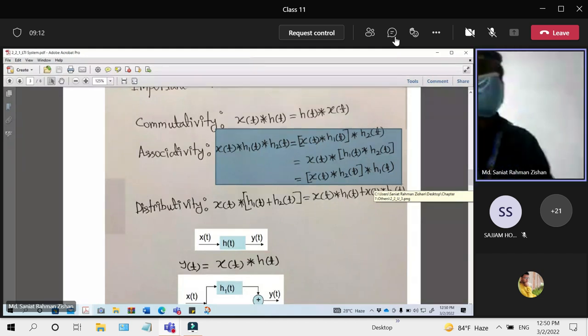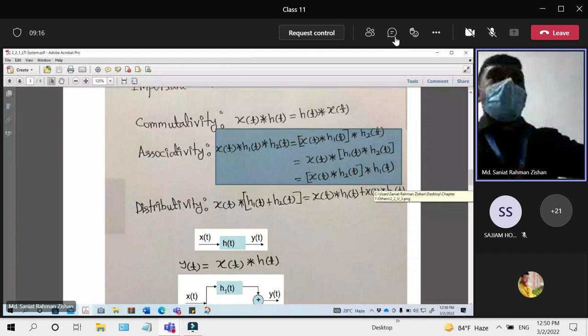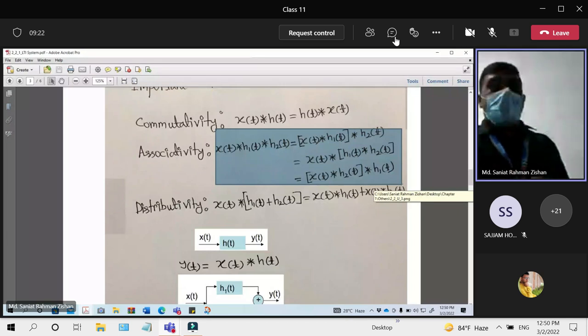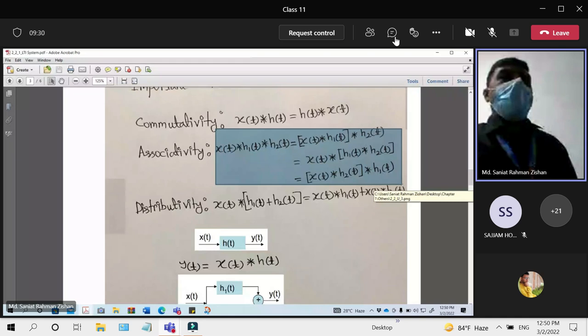I'll be talking about this in real life also, because it's all about systems. In this diagram, there are some examples. I'll describe where we'll be applying it. So first of all, the property: if there are three signals in convolution, perform convolution between any two, and then you can perform the other convolution.